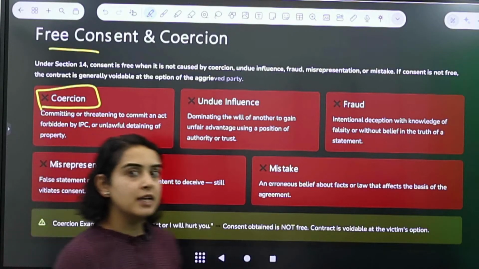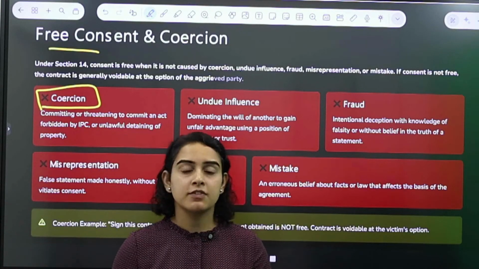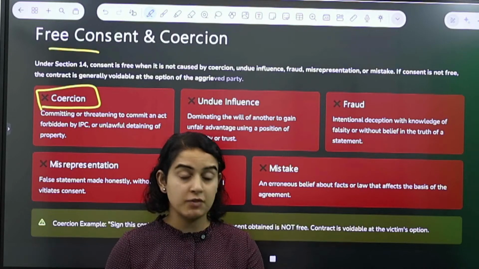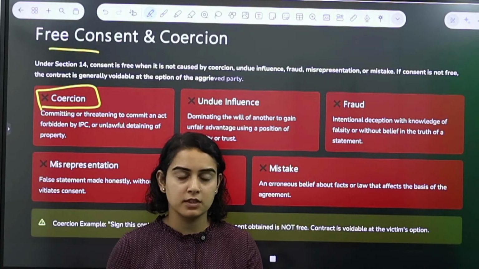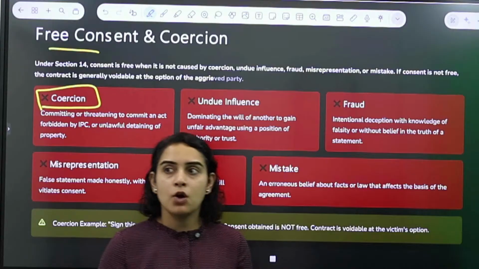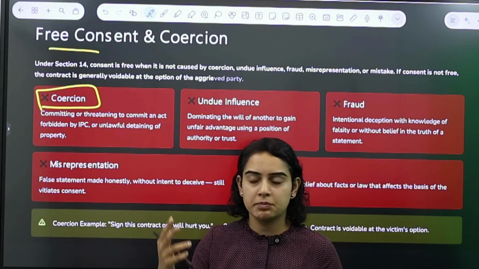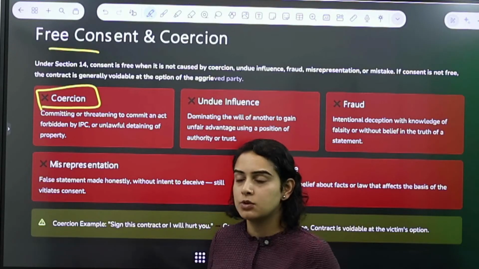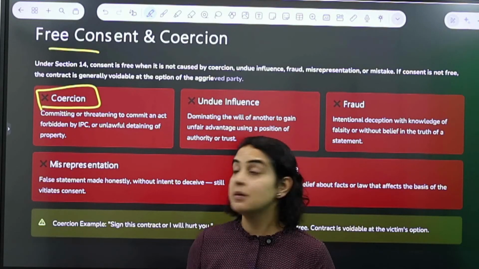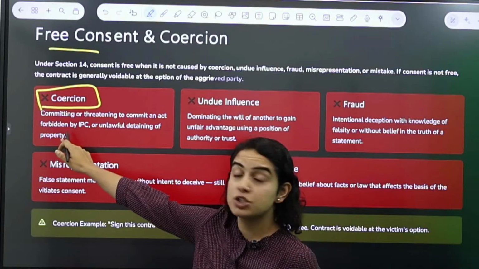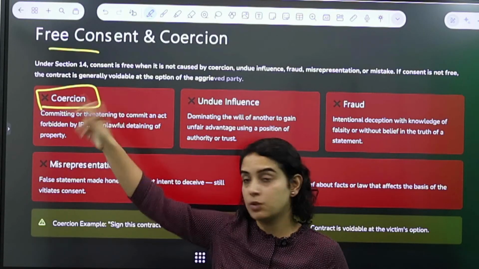Coercion means by threatening or usage of force. If I threaten you that, okay, please, you have to enter into, there's no please within a threat. If I threaten you, or if I basically use force, or if I at gunpoint ask you to enter into a contract, then I am coercing you. This is coercion that I'm using for you to enter into a contract.